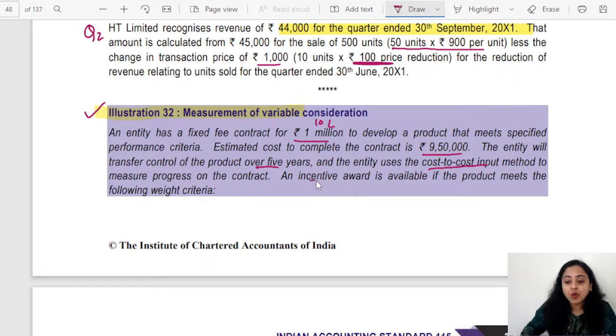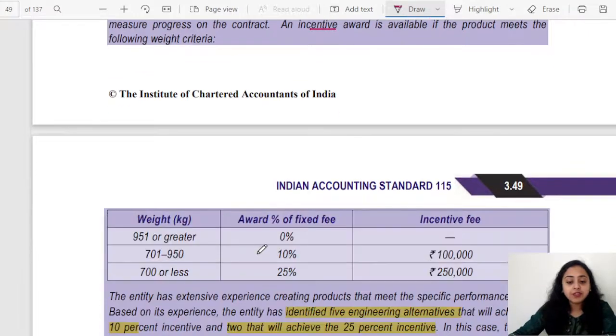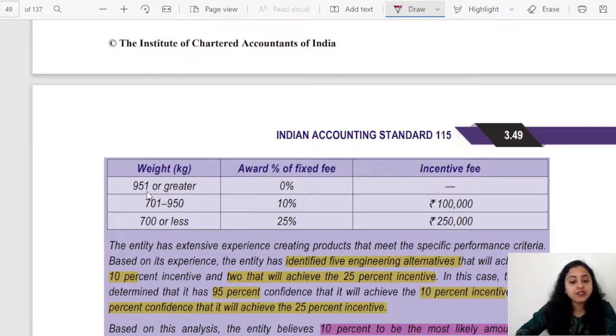An incentive award is available if the product meets the following weight criteria. If it measures 951 or greater, then 0% incentive. If it weighs between 701 to 950 kgs, then 10% of the fixed amount will be given, that is 10% of 10 lakh rupees, 1 million rupees, that is 1 lakh rupees. So 1 lakh incentive will be given. If the weight is 700 or less, then 25% of the fixed fee will be given, that is 25% of the 10 lakh rupees, that is 2,50,000.